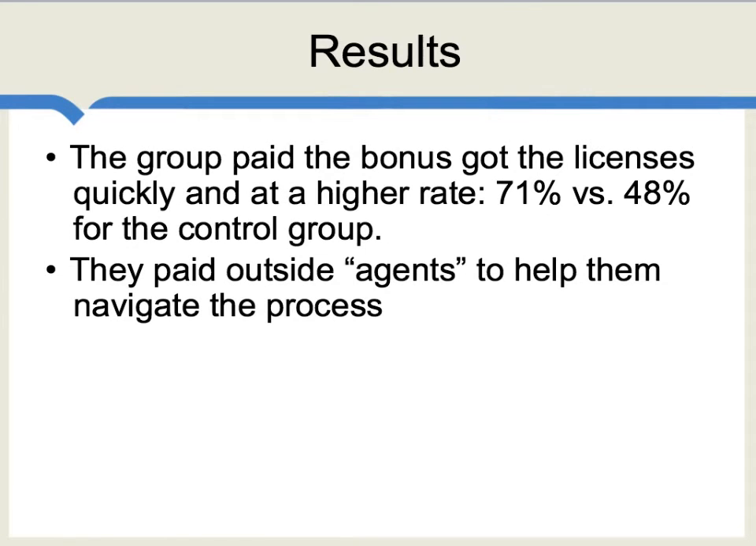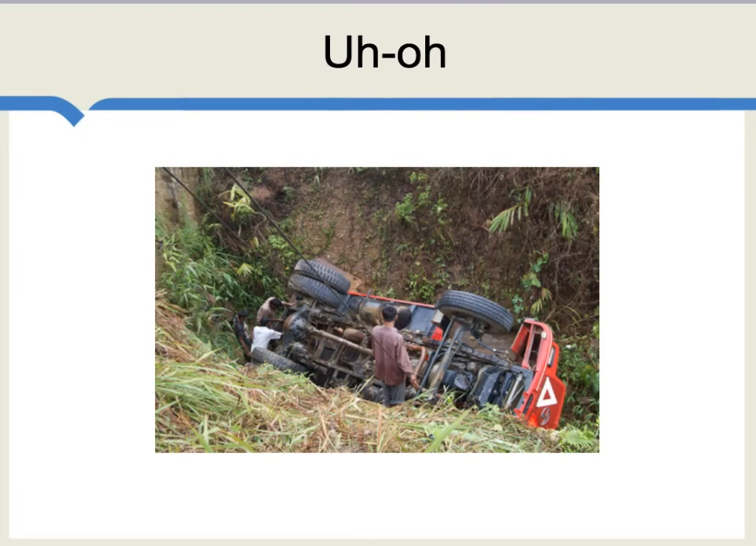So what are the results? This first group of individuals who were paid the bonus if they got the licenses quickly did in fact get the licenses quickly due to the aid of the agents, and they got the licenses at a higher rate. 71% of the group paid the bonus got the licenses, whereas in the control group, only 48% of them managed to get the licenses. In other words, some of the individuals were paying to get the licenses when really maybe they should not have had the licenses at all, and you can think of this picture as one instance of the social costs of corruption.